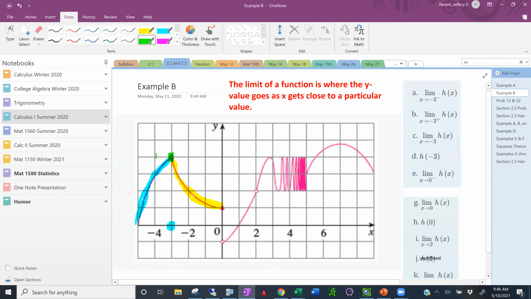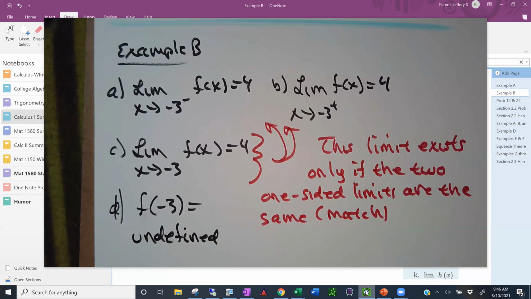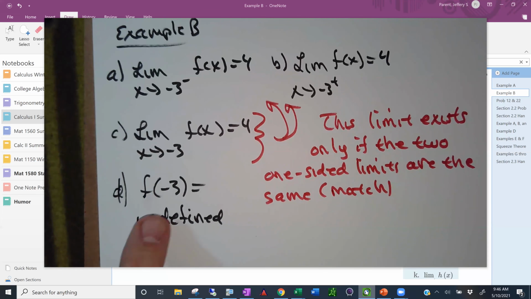And that's something that's a little bit strange for us, is that sometimes the limit could exist even though the function is not defined. And it's a little unsettling. And I get it. I remember being a calc student myself going, wait a minute, really? But it's the way it is. Now, if this function actually was defined, then it could be a continuous function if f of -3 was 4. But right now, it's undefined.